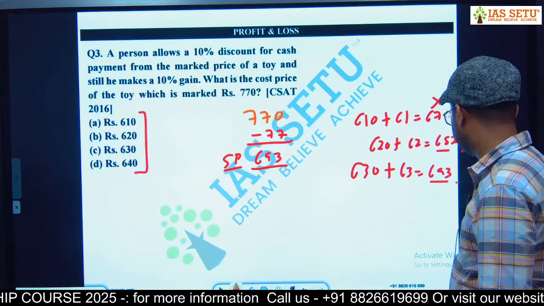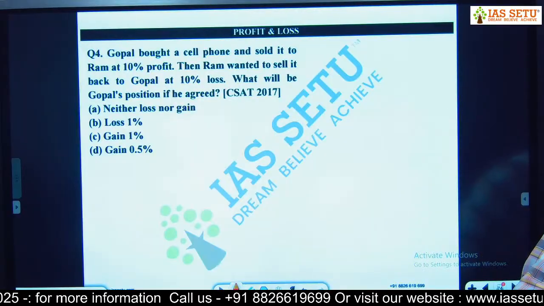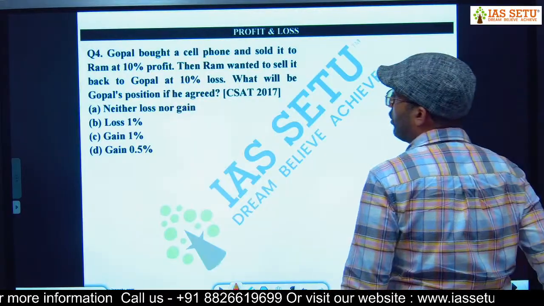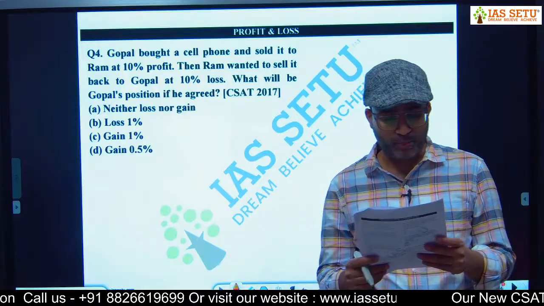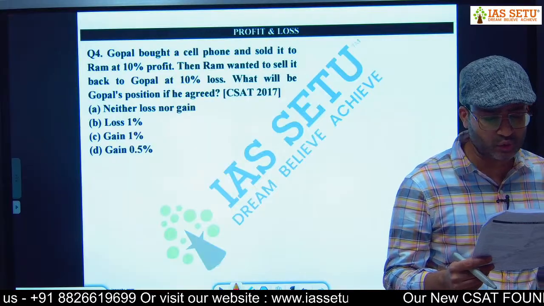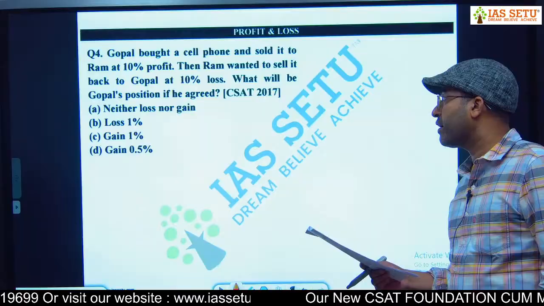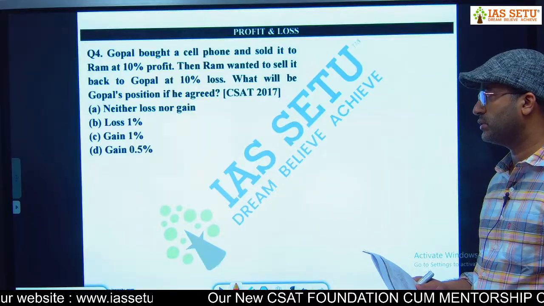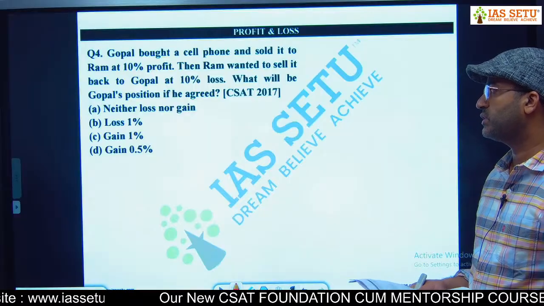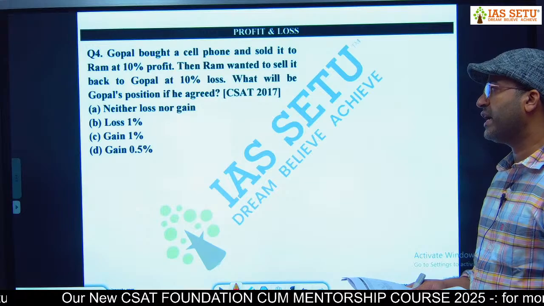Now next. Question number 4. Gopal bought a cell phone and sold it to Ram at 10% profit. Then Ram wanted to sell it back to Gopal at 10% loss. राम का मन किया कि मैं 10% लॉस पे गोपाल को बेच दूं. What will be Gopal's position if he agreed?